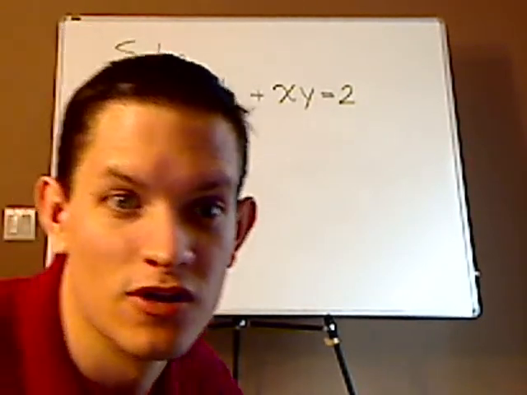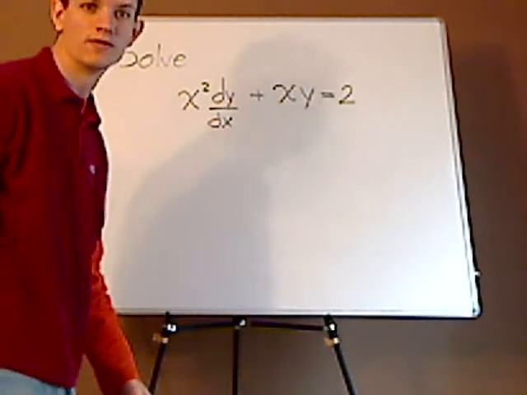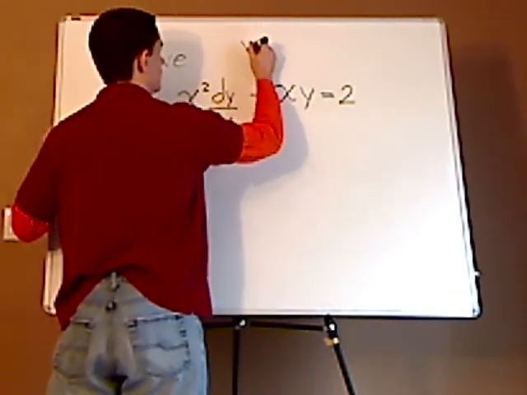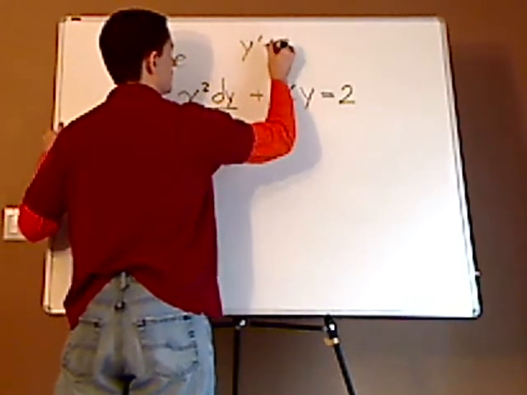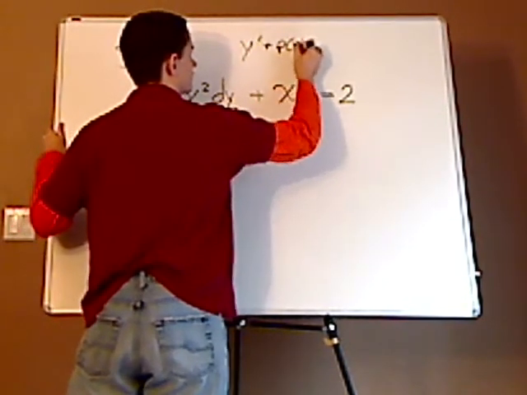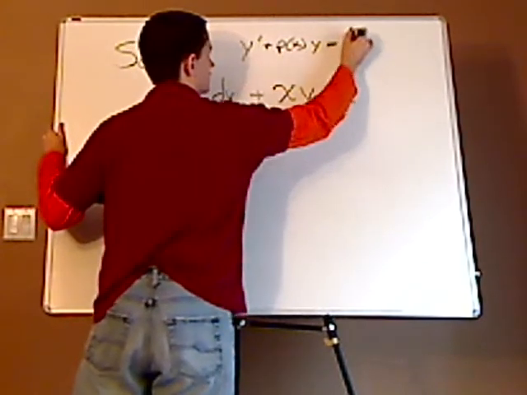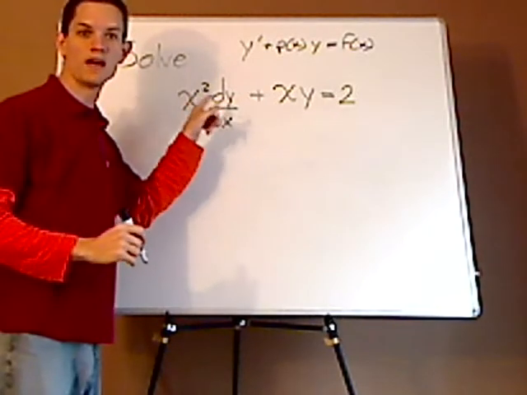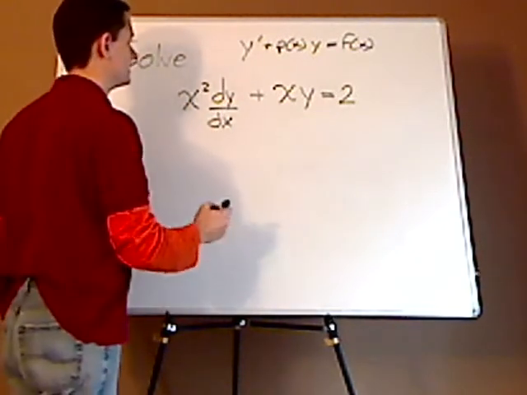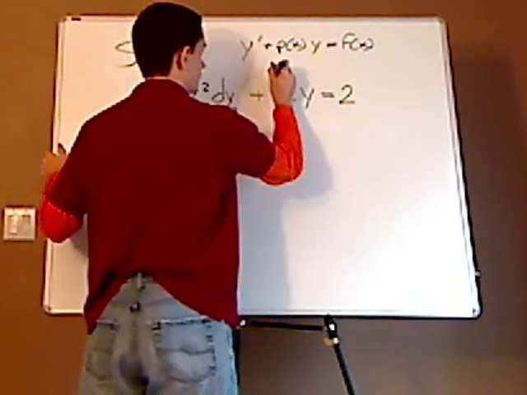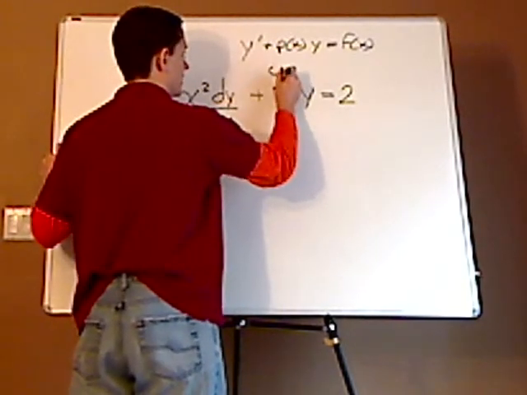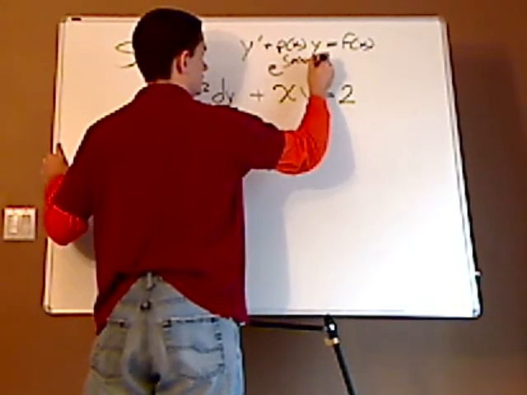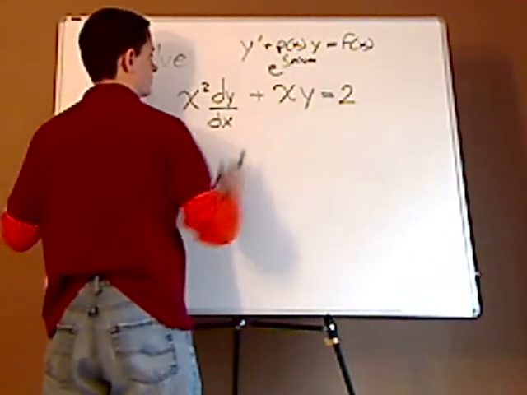Alright, first things first, you've got to put it in the correct format. A linear equation needs to be in the format of y prime plus p of x times y equals f of x. Because once you have it in that form, you can use what's called an integrating factor. The integrating factor is found by e raised to the integral of p of x with respect to x.